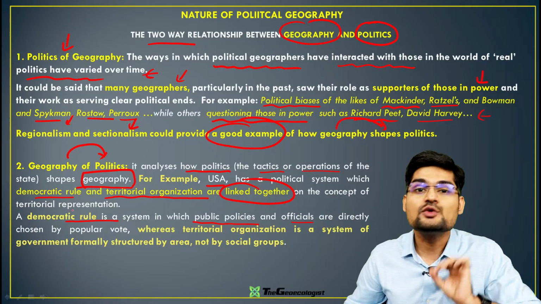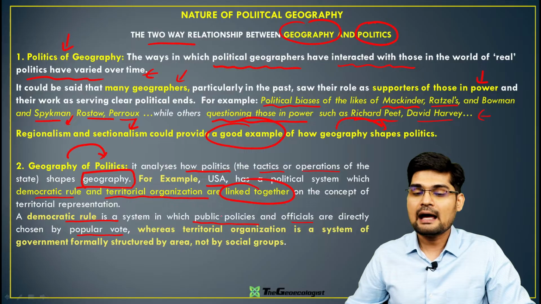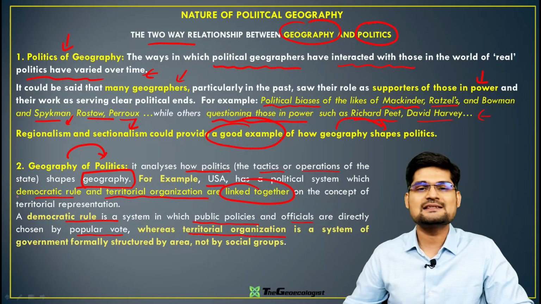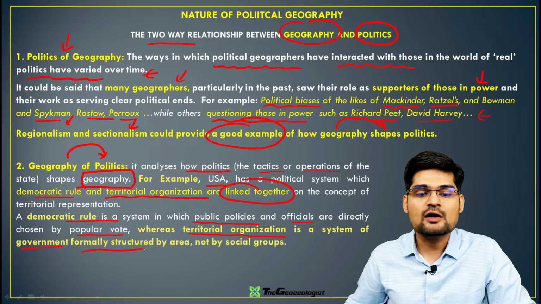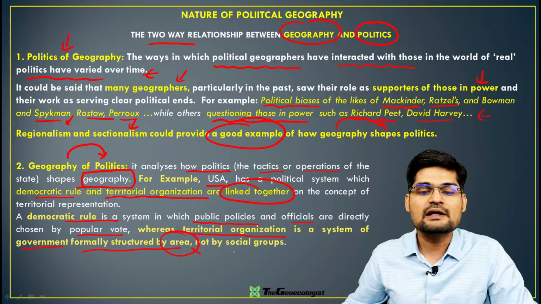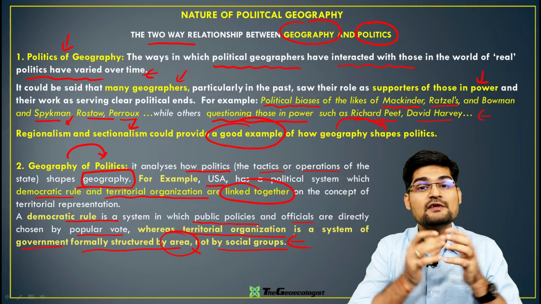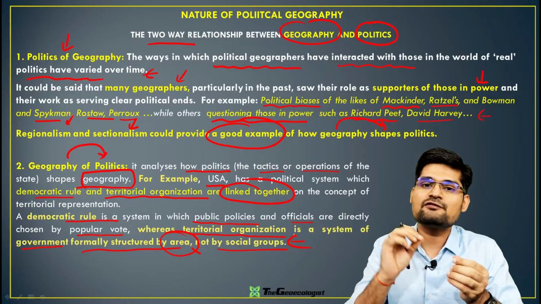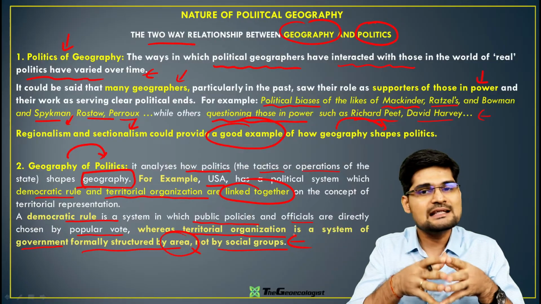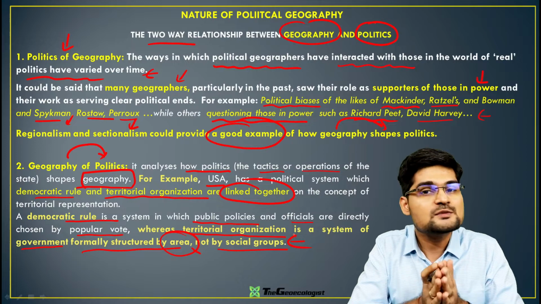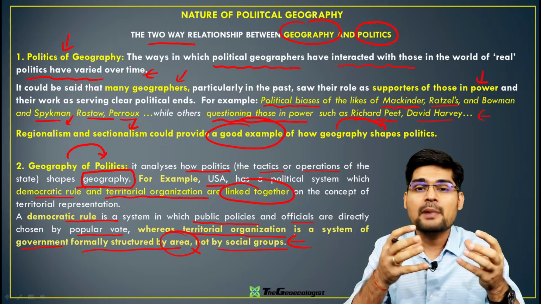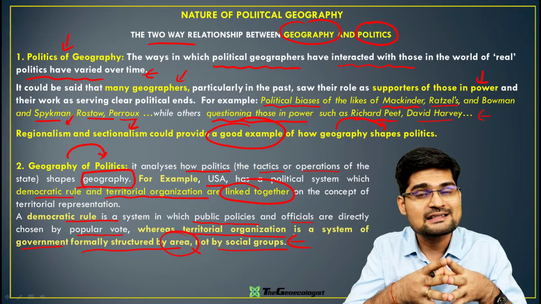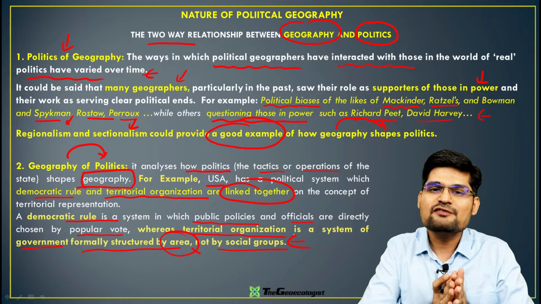are directly chosen through the popular vote, and where territorial organization is a system of government to formally structure it in terms of area and social groups. So when we implement, where do we implement? At state level, national level, city level, from the panchayat system to the central level, where do we implement these policies derived from the power generated through vote politics? This is what we call geography of politics.